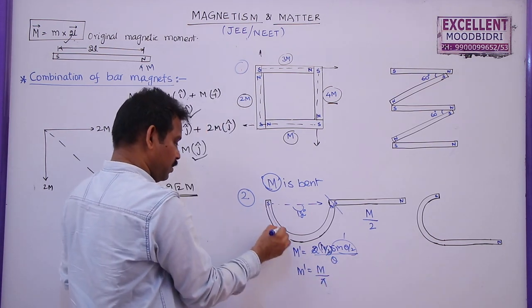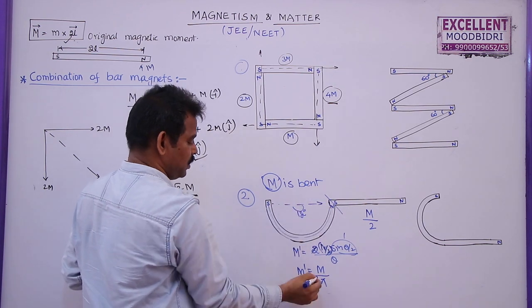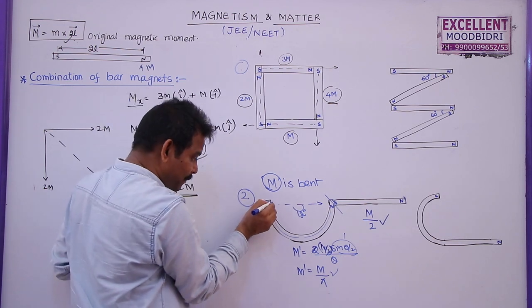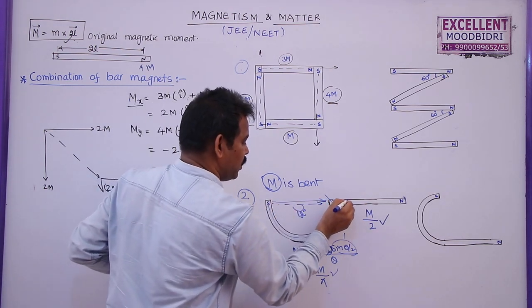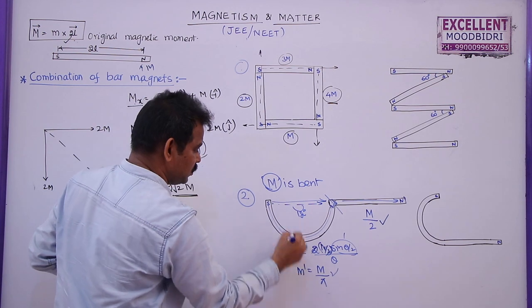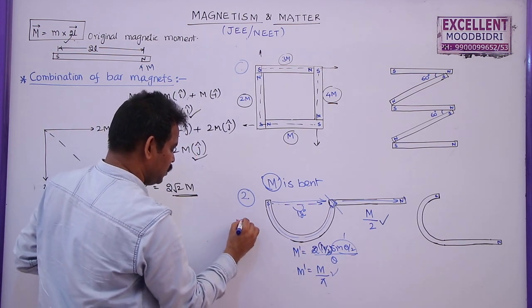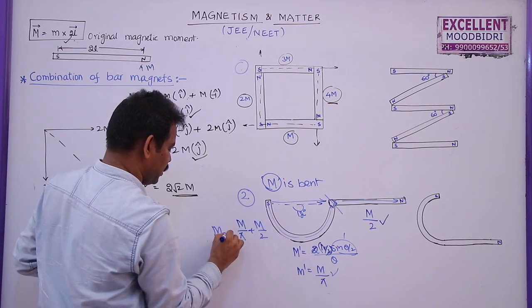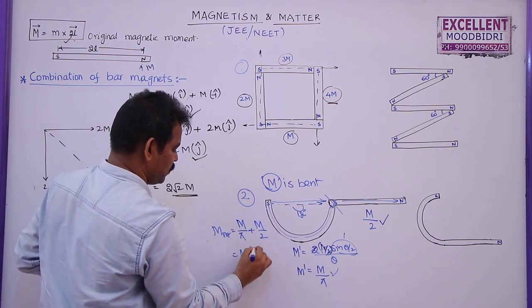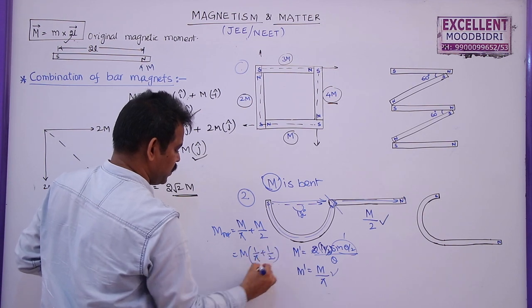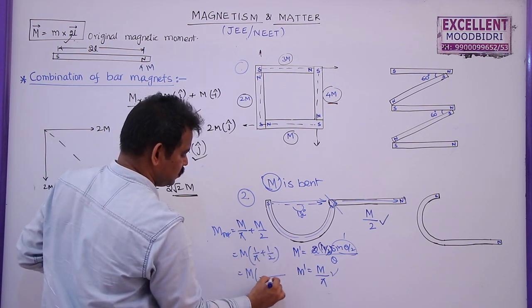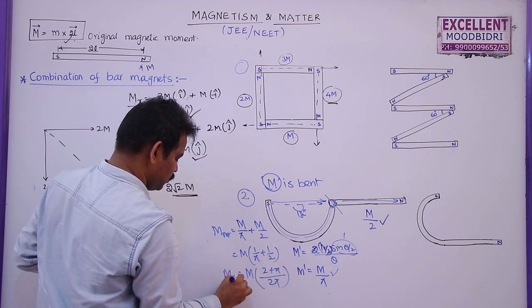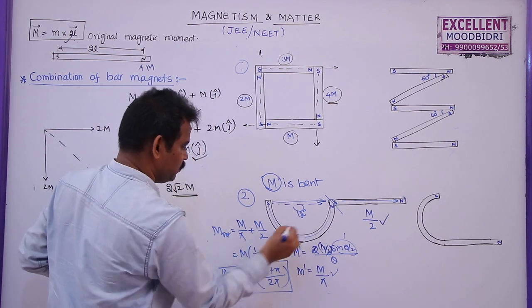So the magnetic moment of this portion from here to here is m by pi, and from here to here is m by 2. And remember, m by pi is acting in this direction, m by 2 is acting in this direction. The resultant magnetic moment of these two will be m by pi plus m by 2 is the net magnetic moment. If you take m common, 1 by pi plus 1 by 2, m common, this is 2 plus pi by 2 pi. This is the net magnetic moment of this piece.